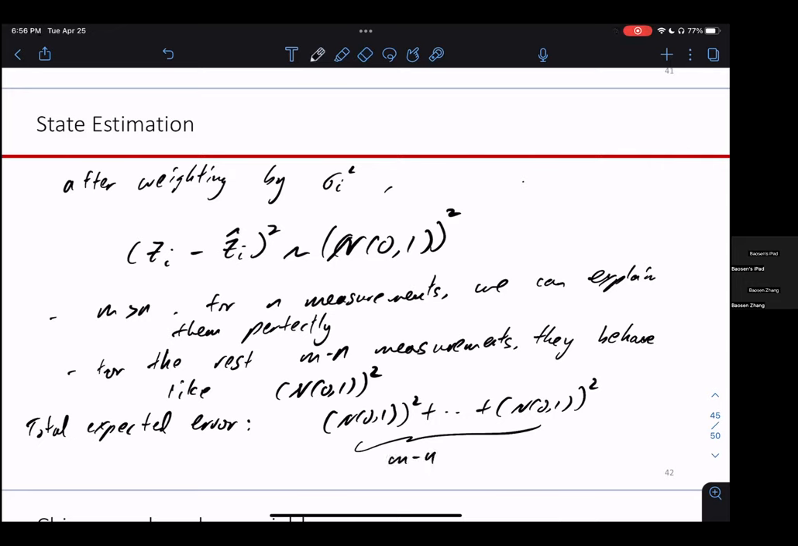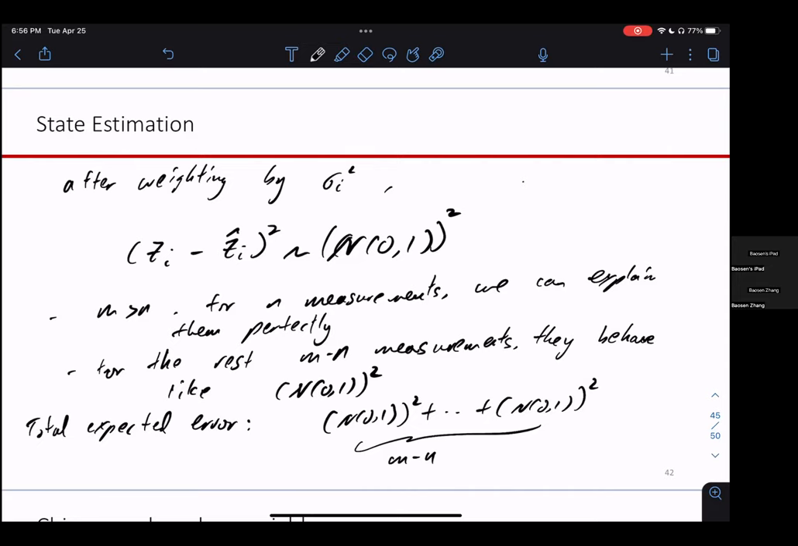So let's say you have three measurements, two states. You expect the error to be just a square of the standard Gaussian. You have, let's say, 10 measurements and 7 states. You expect the error to be three copies summing up of the standard Gaussian. So it basically says, depending on the number of measurements you have and the number of states you have, you can have some sort of how large you think the error will be at the end of the day.